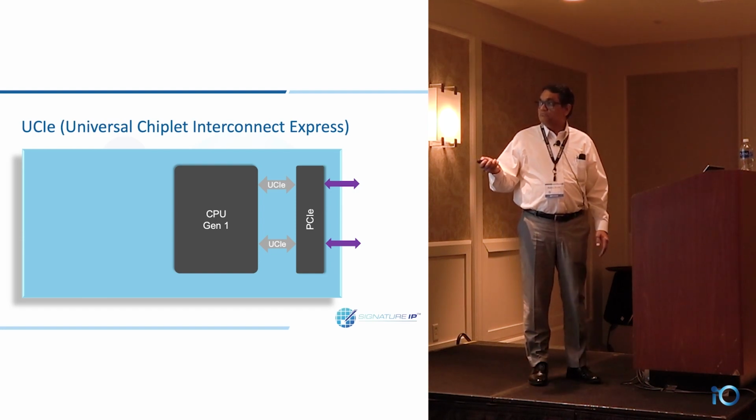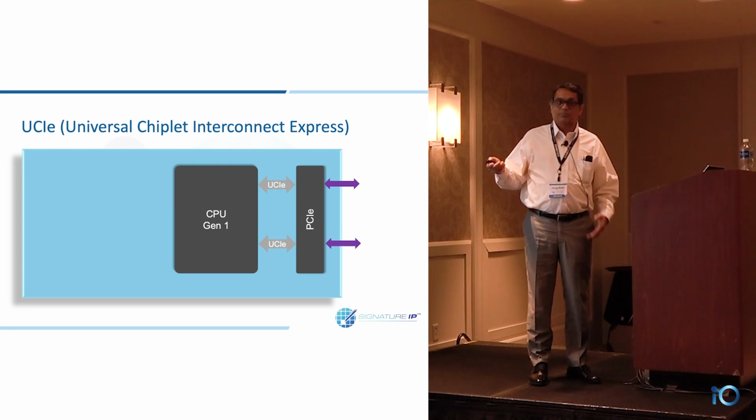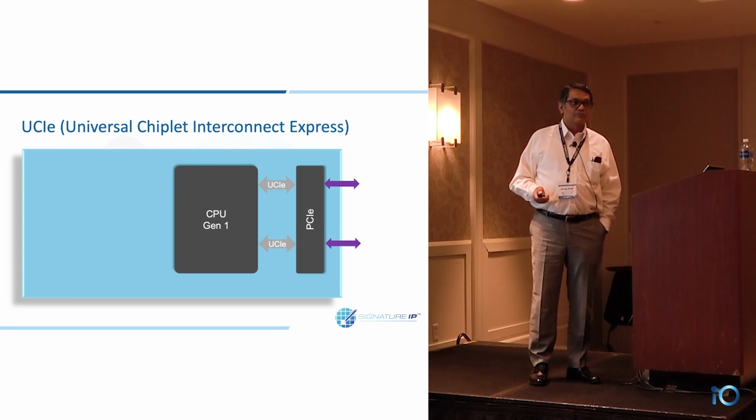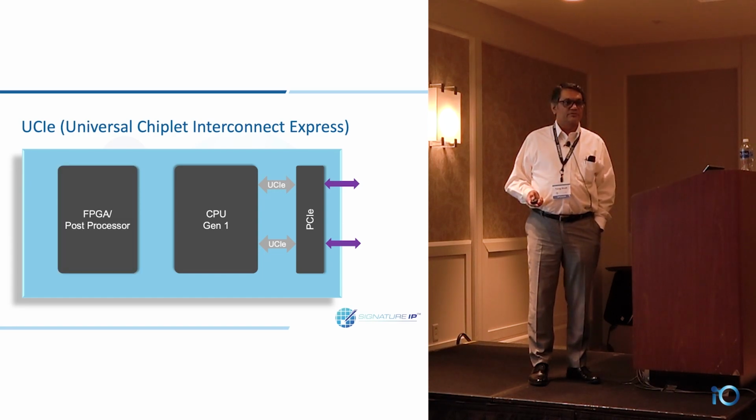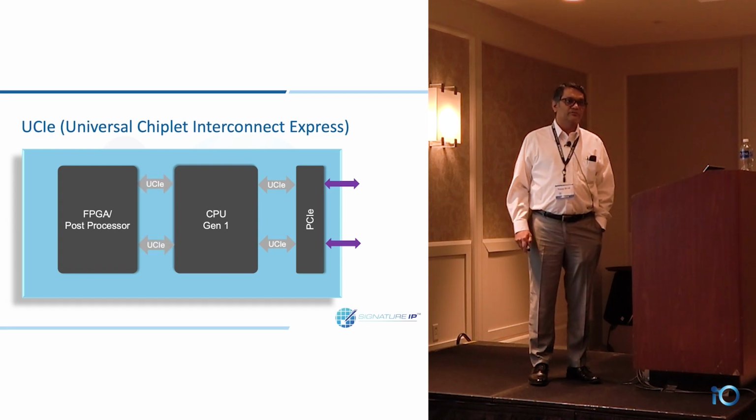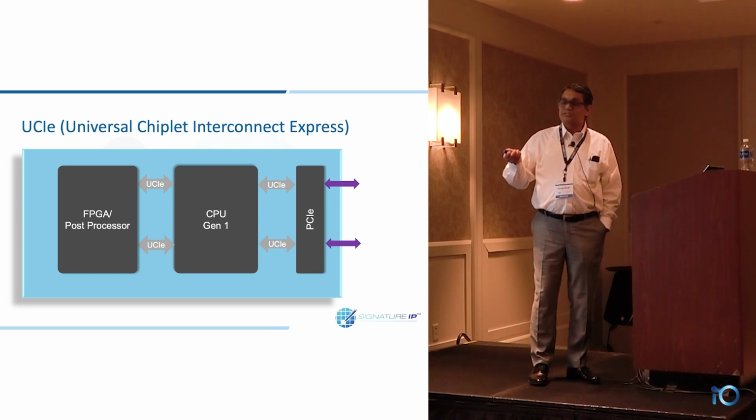So this is why it's a chiplet now. The concept of chiplet comes because of this. And now what you can do is, let's say in a server you probably have some post processor or some FPGA to do some specific custom processing, right? That is also connected through a UCIe to the main CPU. So this is the benefit of UCIe.